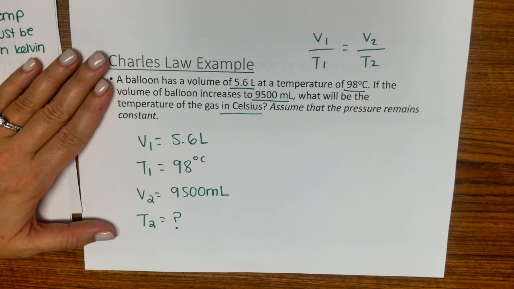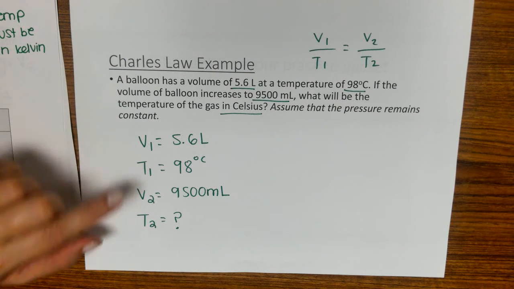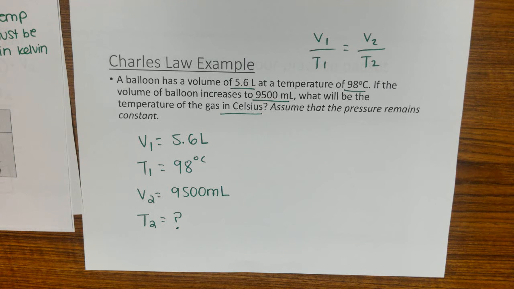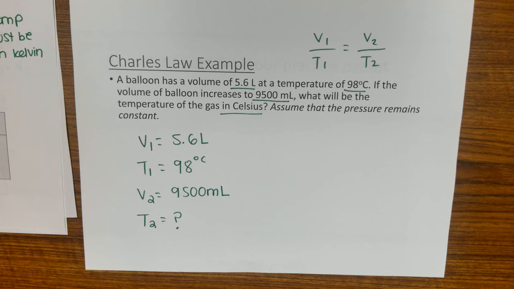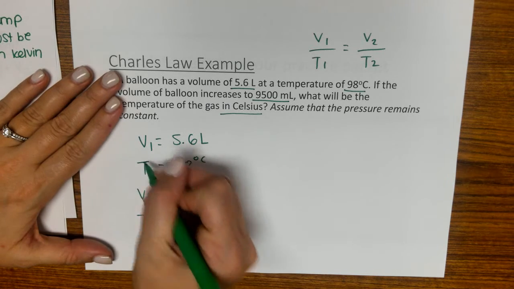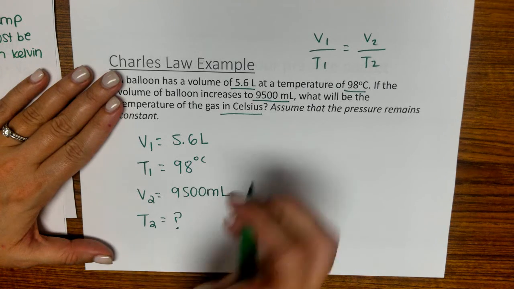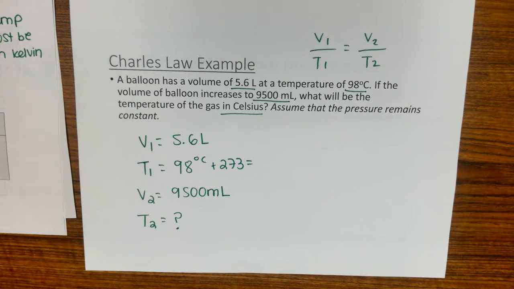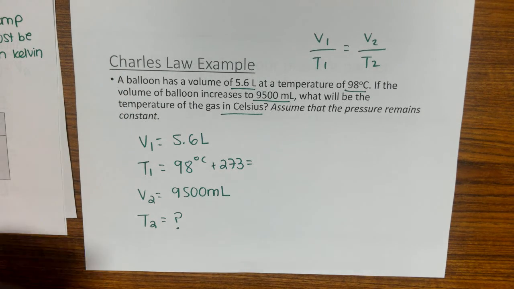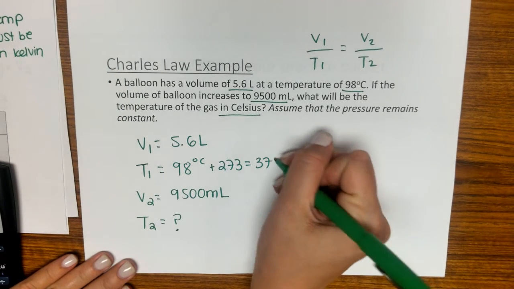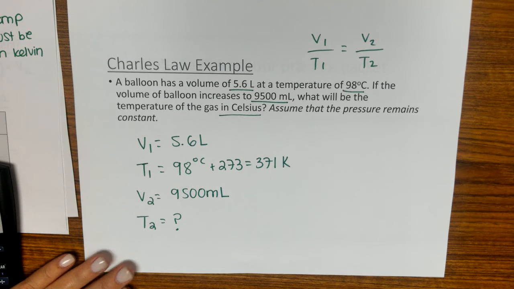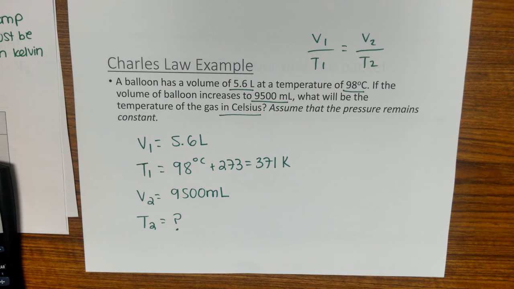You would know this was a Charles' Law problem, even if I didn't tell you, because it's temperature and volume. Boyle's Law is pressure and volume. Okay, a few things before we can plug this into the equation. We have to change temperature to Kelvin. So to go from Celsius to Kelvin, you add 273. That is 371 K.